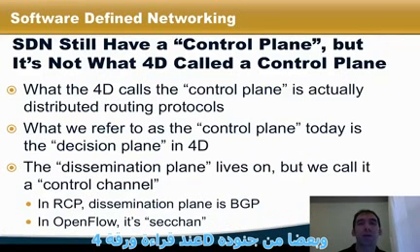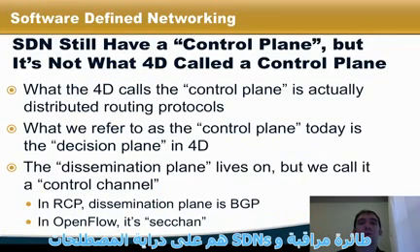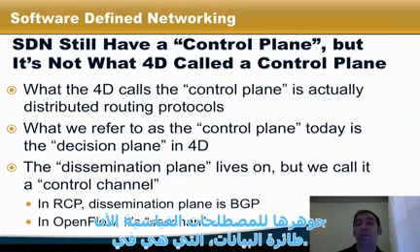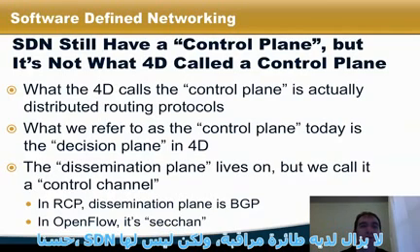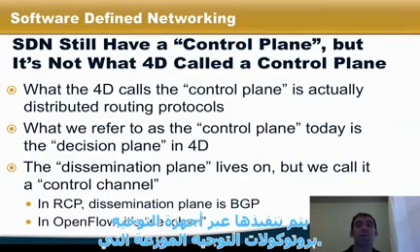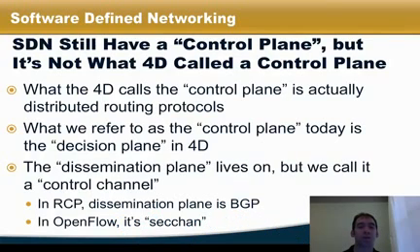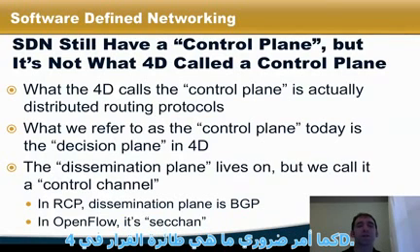When reading the 4D paper and some of its motivation, it might be confusing to those of us who are familiar with SDN's terminology of a control plane and a data plane, which is essentially the standard terminology now. The 4D paper talks about eliminating the control plane. Well, SDN still has a control plane, but it's not really what the 4D paper was calling a control plane. What the 4D paper calls a control plane is actually the distributed routing protocols that are implemented across the routers. And what we refer to as a control plane today is essentially what the decision plane is in 4D.